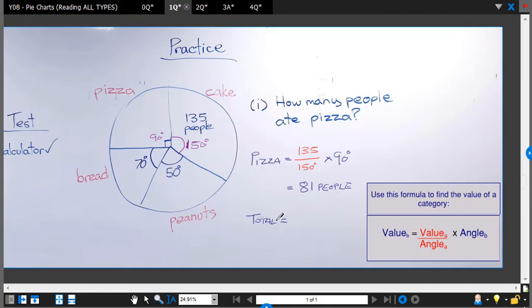Okay, so if you have tried it, what you should get is, well, we're just going to use the exact same 135, 150, and we're going to multiply it by the angle that we're looking for. Well, for the total, as we said before, 360 degrees represents the total. So it's going to be 4 times this, so 4 times 81 is 324 people.